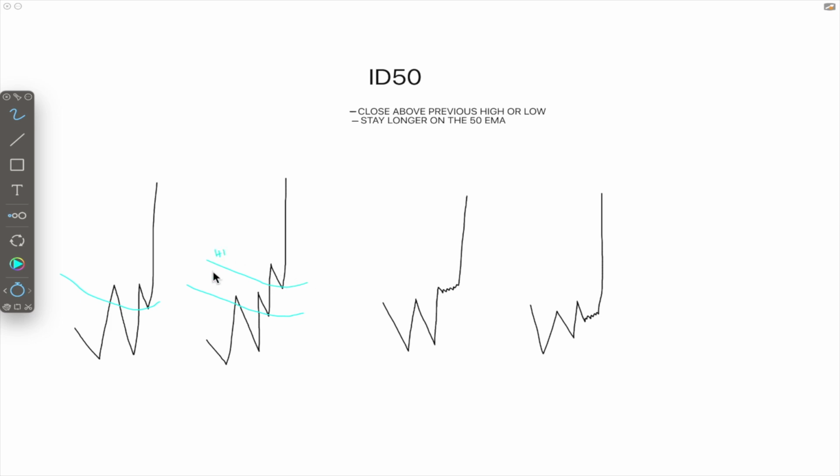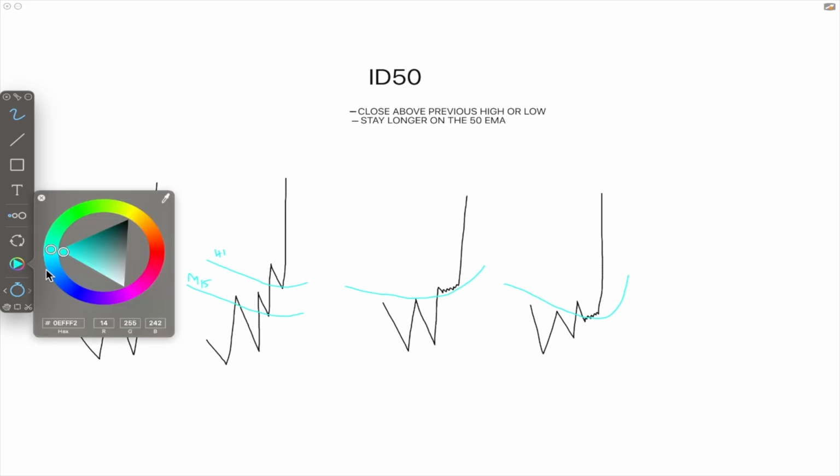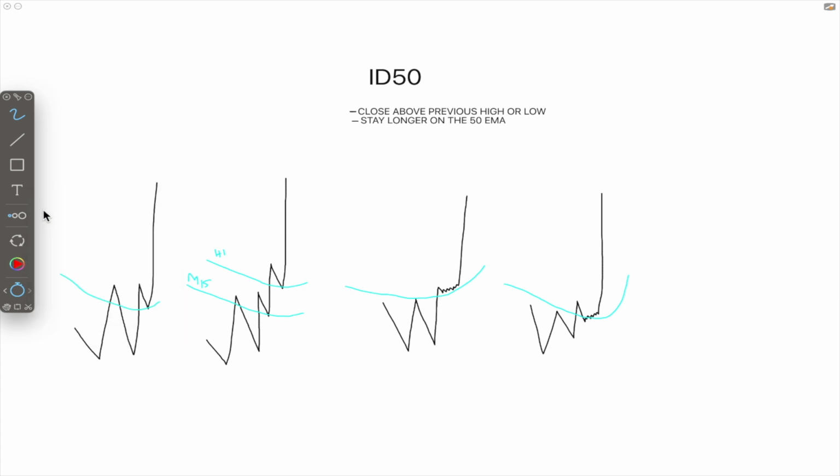This is H1, this is M15. I'm showing you this one so that you understand that it doesn't happen only on one time frame. Then you've got this one where it does this, and then you've got this one where it does this. All right. So the kind of ID50 that you are looking for is something like this. So this one, I do not trade it myself, all right? Reason being, it respected the high of the neck and then went down and gave us an ID50.